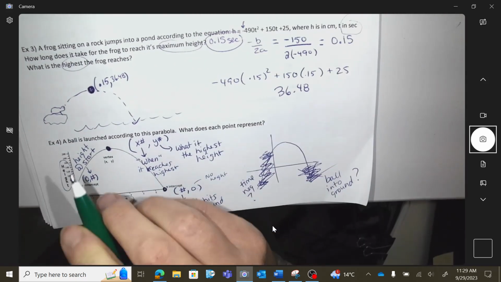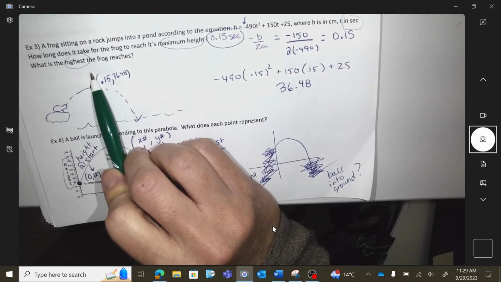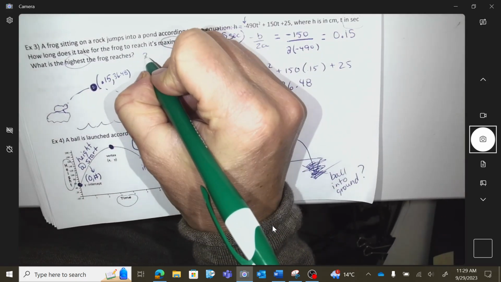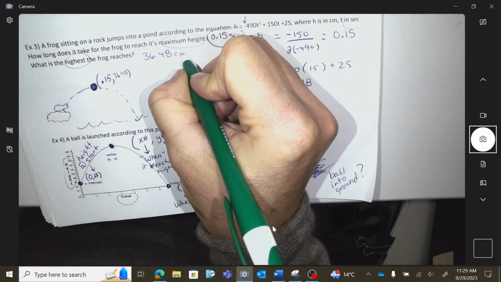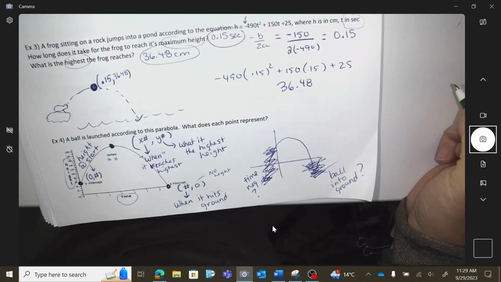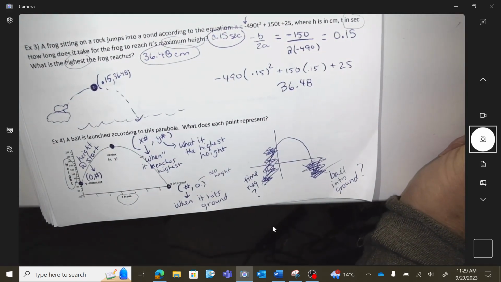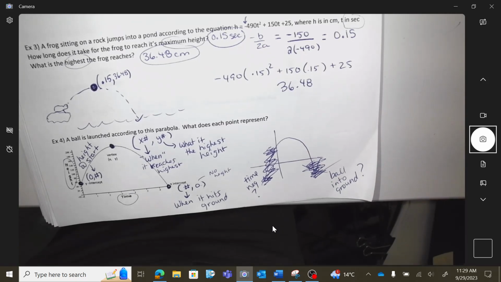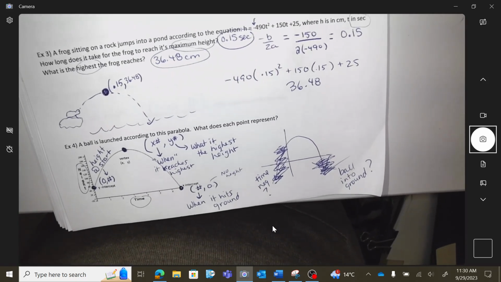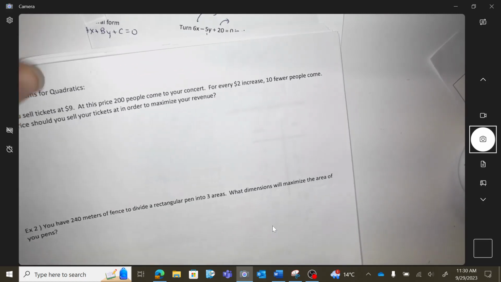That's the answer there. And then what is the highest it got? And then that would be the 36.48. And then we're going to write centimeters on that one because it told me. Okay, so the vertex. Okay, we're jumping to number 1. We'll do this order.